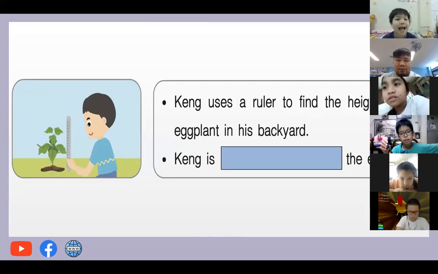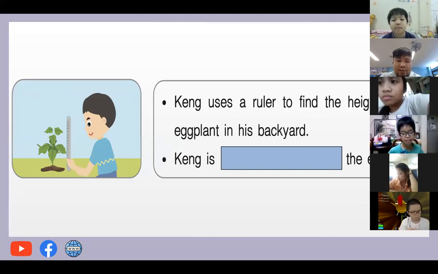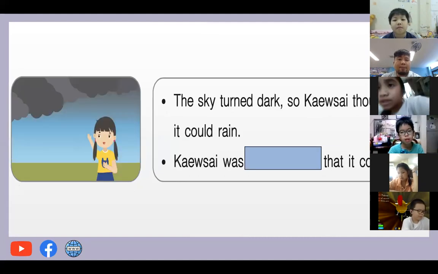Kang uses a ruler to find the length of an eggplant in his backyard. Kang is what? Use number. Huh? Kang is measuring the eggplant. Okay. Last one.